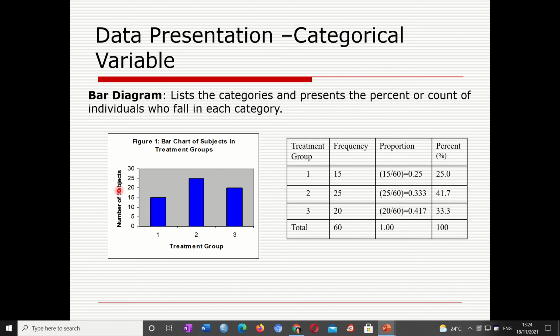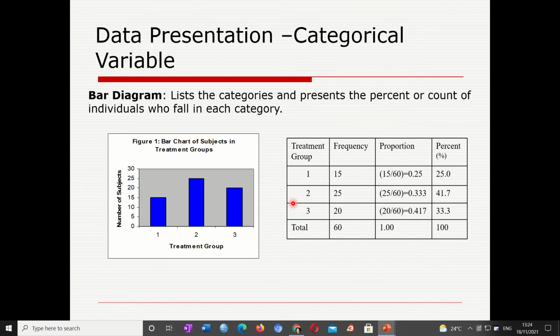Now here, number of subjects and treatment group. Okay, this is one group. This is the first group, this is the second group, this is the third group. We represent it in a bar chart. What does this bar chart mean? This bar chart means that this is group 1 and has 15 students. You see that 15, okay? Number of subjects, sorry, this is subjects. It doesn't always need to be students. This y-axis stands for number of subjects.